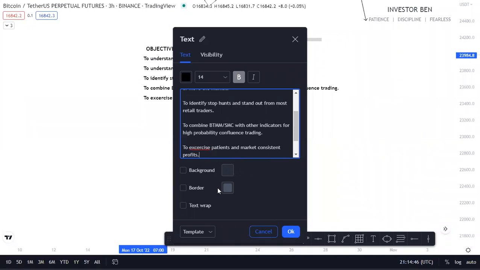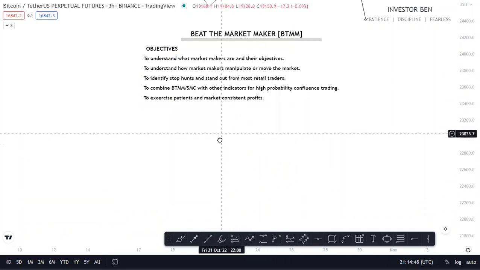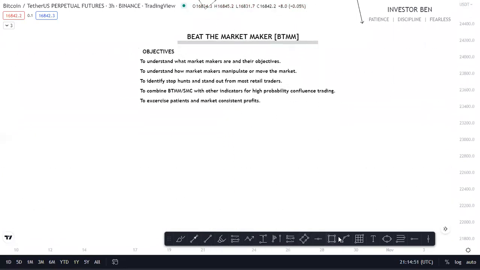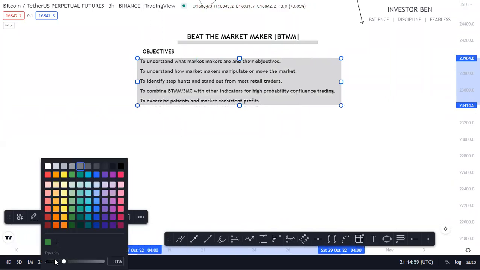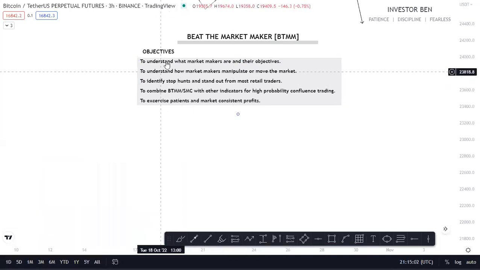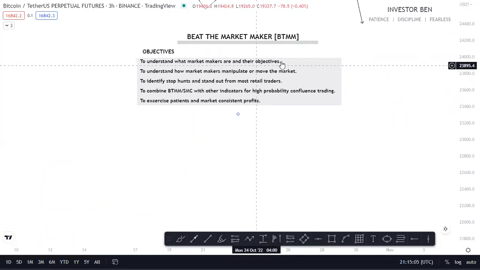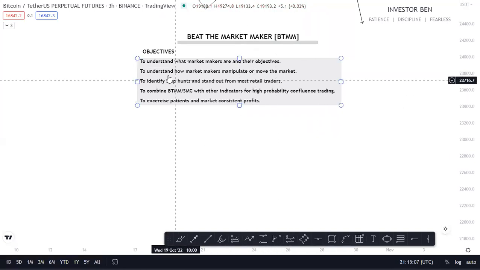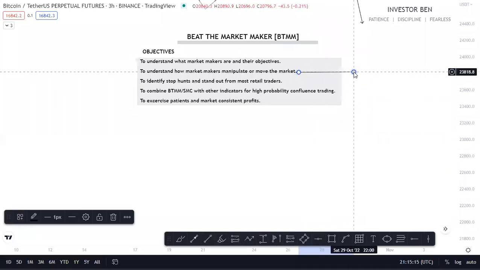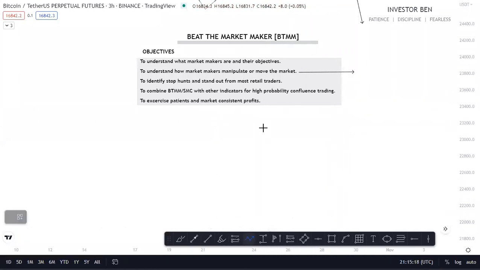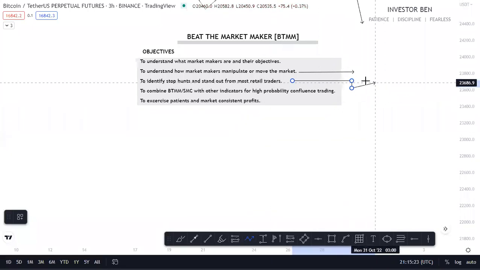So let's stop here. Now we are trying to identify what retailers are trying to learn about the market makers. As a retail trader, you should actually read this. You are trying to understand what market makers are and their objectives, their moves, how they manipulate or move the markets. Here calls for understanding liquidity. And even here too, it comes from understanding liquidity.